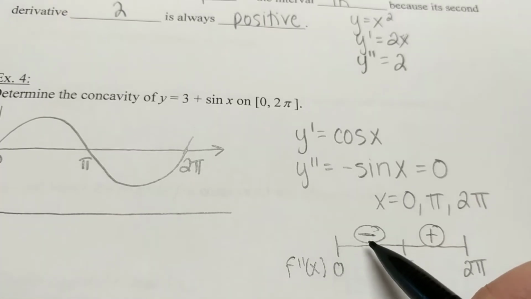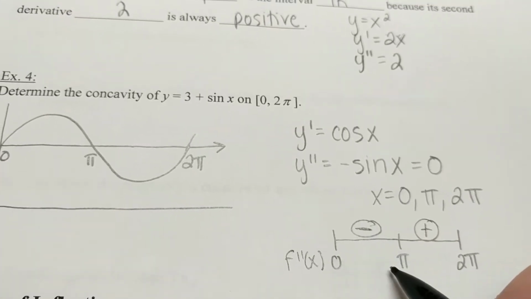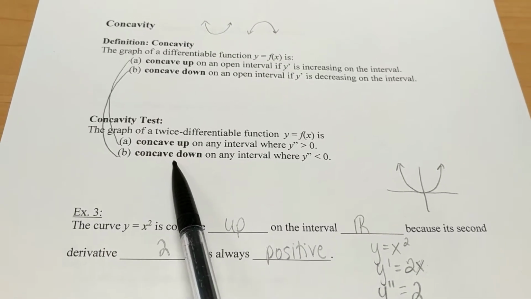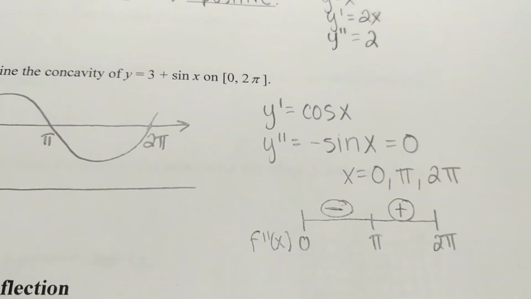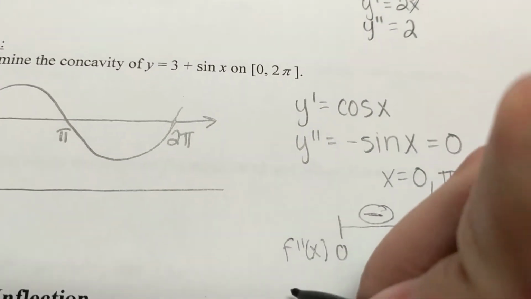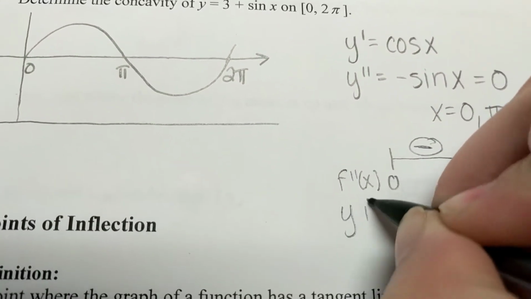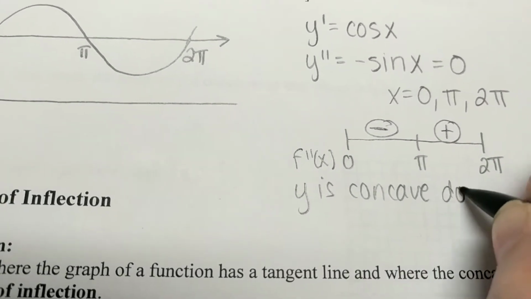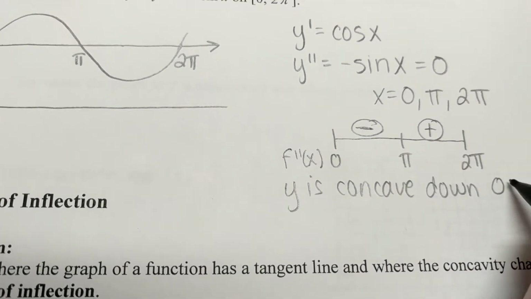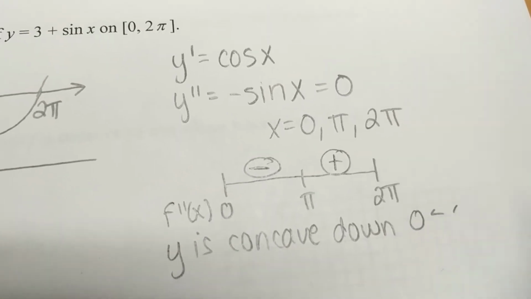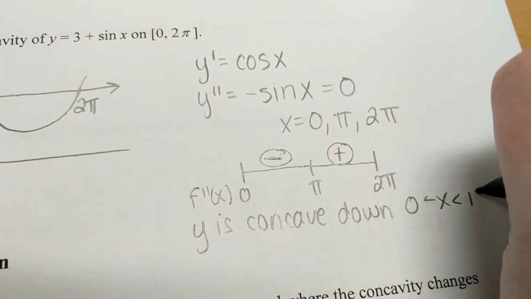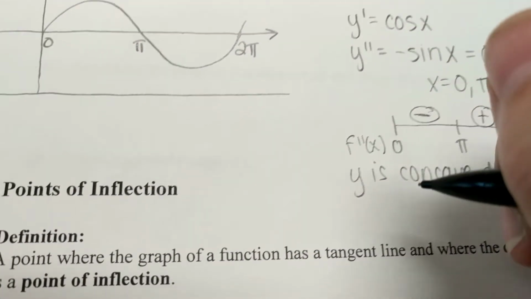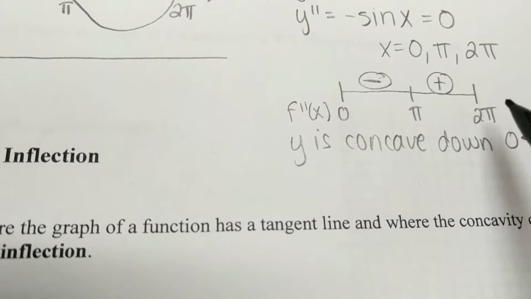So the second derivative was negative from 0 to pi, and according to our definition, if the second derivative is negative, that means that the function was concave down. So my conclusion is y is concave down from 0 to pi and y is concave up from pi to 2 pi.